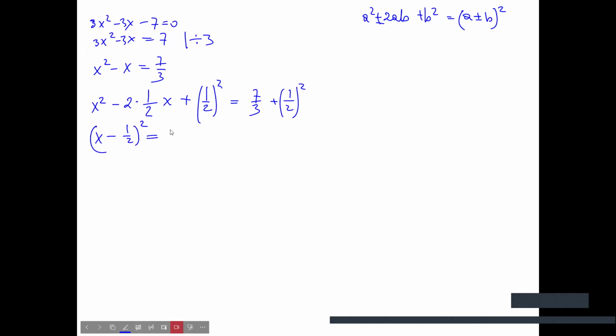On the right, what do I have? 7 over 3 plus 1 over 4. Let me just continue here. What is this? Common denominator is 12. So what is it? 28 plus 3, right? And I have 31 over 12. And as a result, I have this.